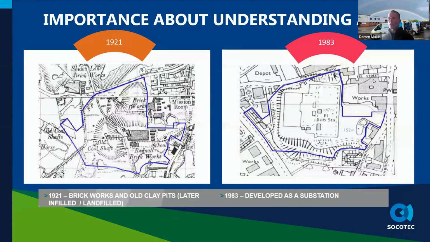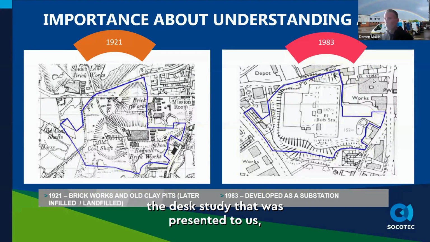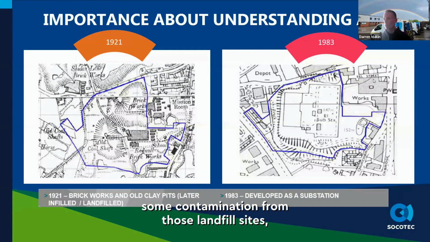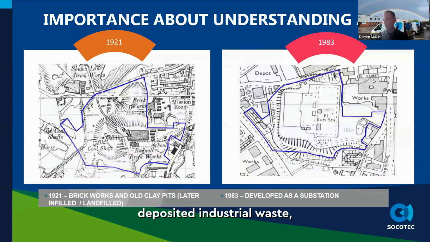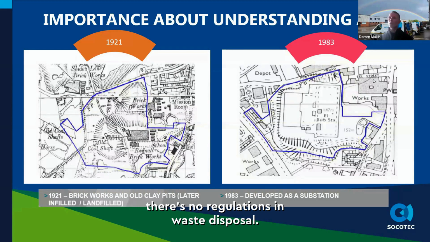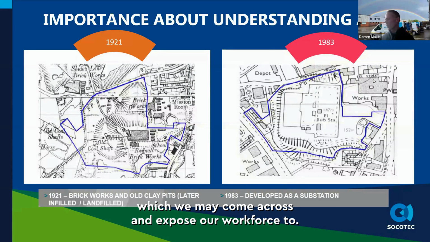If we didn't have this information, if we didn't have historical land use maps, the desk study that was presented to us, we wouldn't have known what might have been in the ground, and we may have inadvertently come across some contamination from those landfill sites, deposited industrial waste, because around the 1920s to the 1950s there were no regulations on waste disposal. So the likelihood was there may have been unregulated waste from industry in those areas, which we may come across and expose our workforce to.